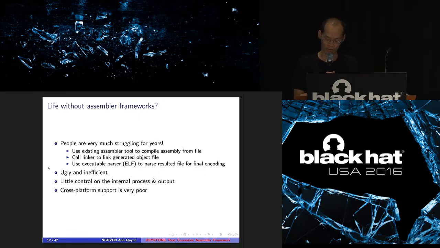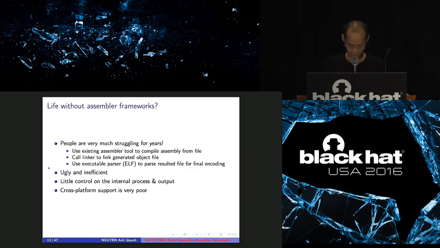Usually, without a good assembler, people write assembly instructions into an external file, and then they call an assembler tool on that to generate the object code. But that's not over. You need to call the linker on the object code, and finally you get back the executable file, and you need to parse the executable file to get back the binary. So it's very inefficient, and you have little control over the internal process and the output. And of course, platform support is very poor. So if you want to have an assembler for ARM running on Windows, then good luck.